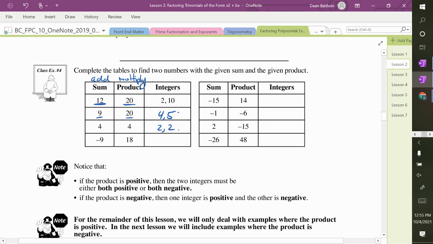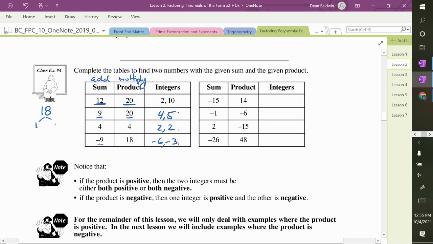It gets tricky when you have negatives. So two numbers that add to negative 9 and multiply to positive 18. Negative 6 and negative 3. Okay, if you're struggling with it, this is what you can do. When I say the multiple, just go, okay, what multiplies to 18? Just give me any of them.